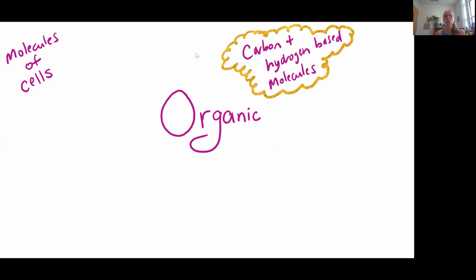By definition, organic macromolecules are carbon and hydrogen-based molecules. And the significant atom here is really that carbon. If we look at our periodic table of elements, we see that carbon has an atomic number of 6. And so we can draw out our carbon atom, and we're going to put, of course, 6 protons in the nucleus, 6 neutrons in the nucleus, and then 6 electrons orbiting the nucleus.